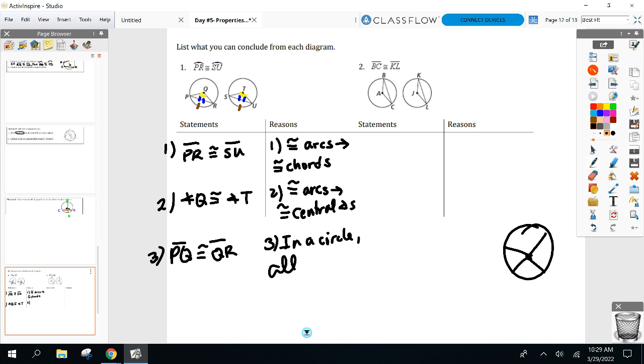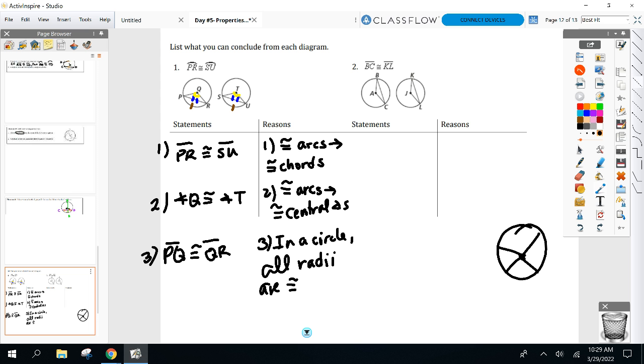all, how do you think you spell that funky word? R-A-D-I. Double I's, correct. How about that? It's gnarly looking at that one. In a circle, all radii are congruent. We're going to use that a ton. Good job, everyone. Good job.